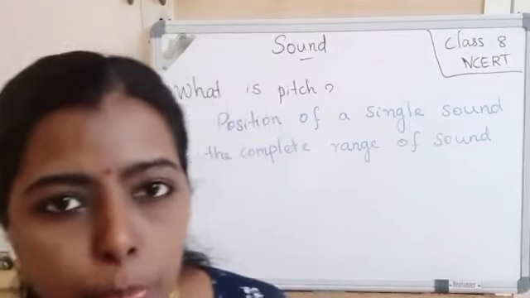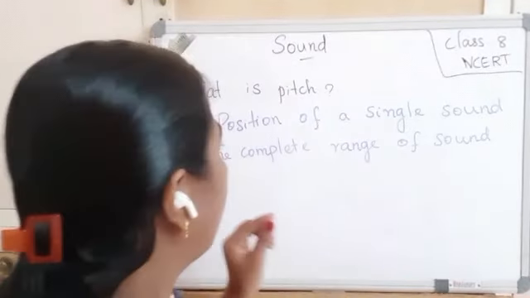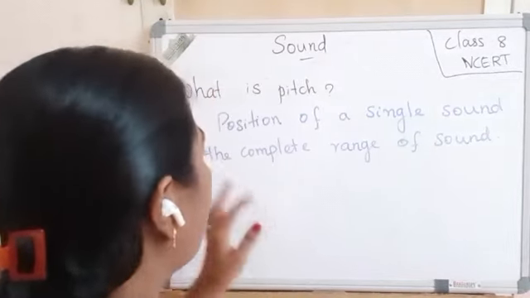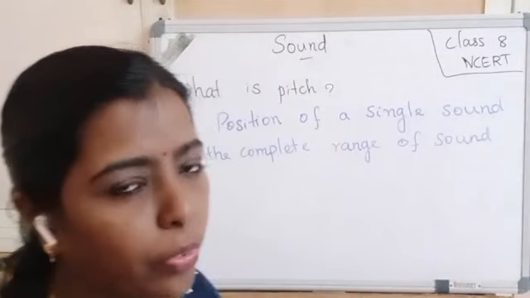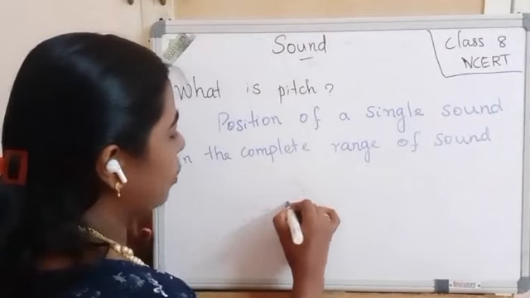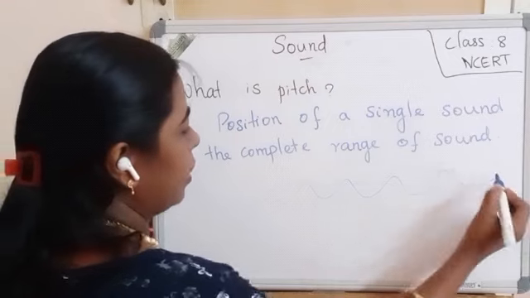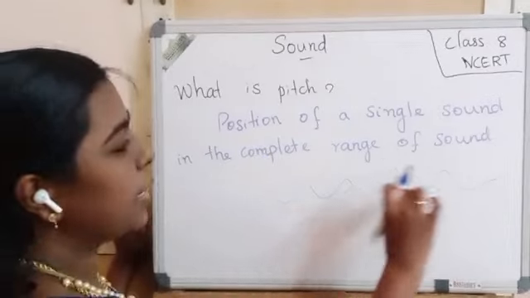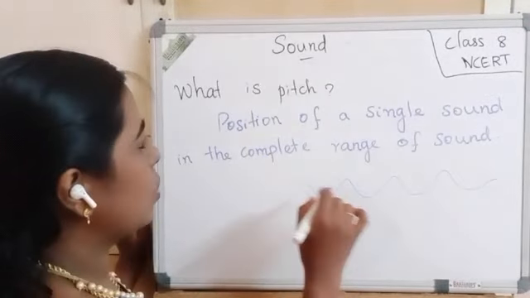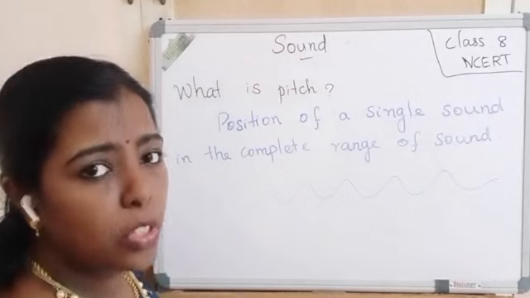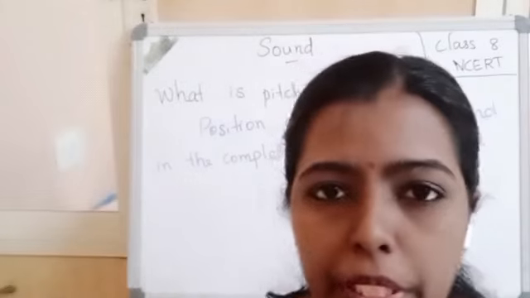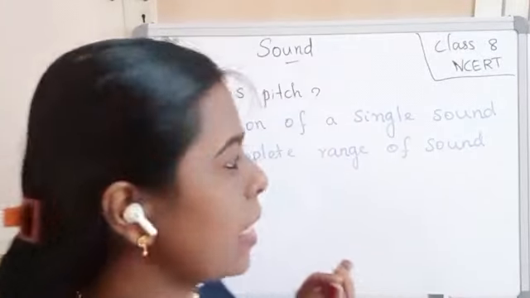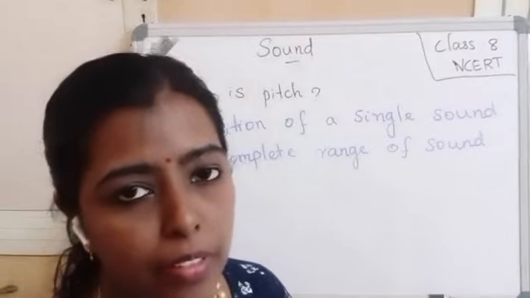Next property is pitch. What is pitch? A pitch is the position of a single sound in the complete range of a sound wave. That is known as pitch. It is mostly used in musical instruments. Pitch means the position of a single sound in the complete range of a sound wave.